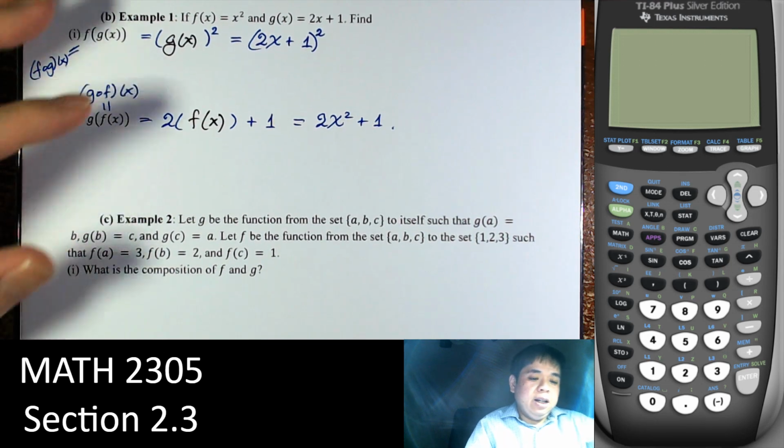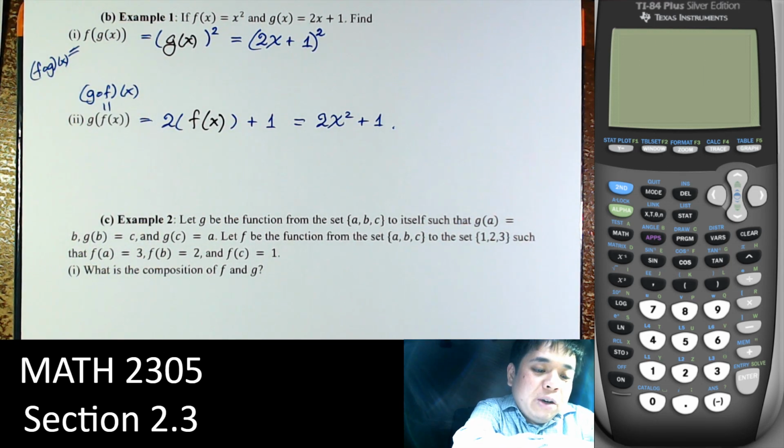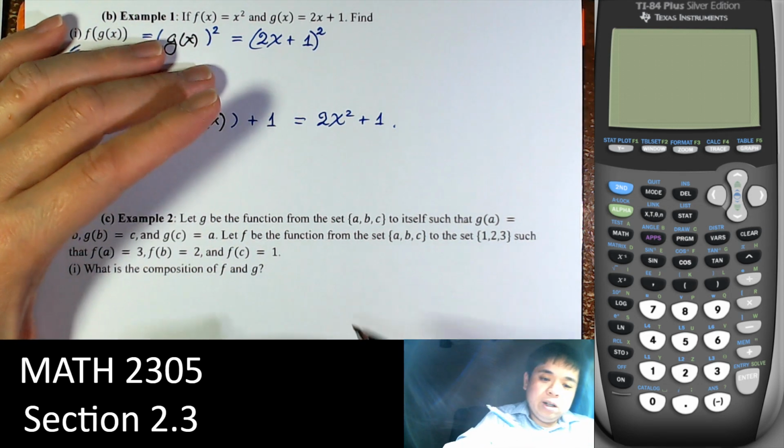Now, here's another example. Let g be a function from {a, b, c} to {a, b, c} such that g of a is b and g of b is c and g of c is a. So we go from ABC to ABC. And then let f be a function from ABC to 1, 2, 3. With that, what is the combination of f and g? Right, so let's just draw.